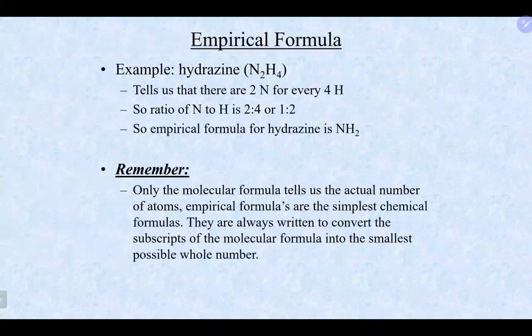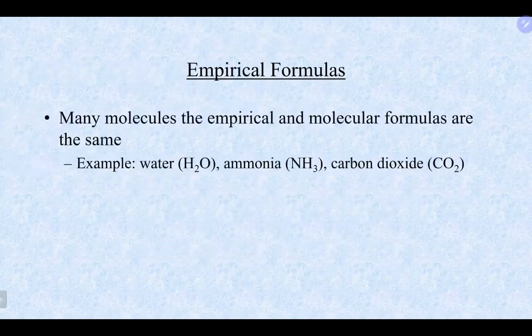So here's another example, N2H4. Again, there are 2 nitrogens for every 4 hydrogens. We could reduce that down by 2, which gives us NH2 there for our empirical formula. Remember, it is only the molecular formula that really tells you exactly what's present. The empirical formula may be able to do that if it's one of these, for example. In each of these cases, these are reduced down as far as they could go. Could not reduce them down any further. So they are both the molecular formula in each of those cases and also the empirical formula. Any questions on that there?